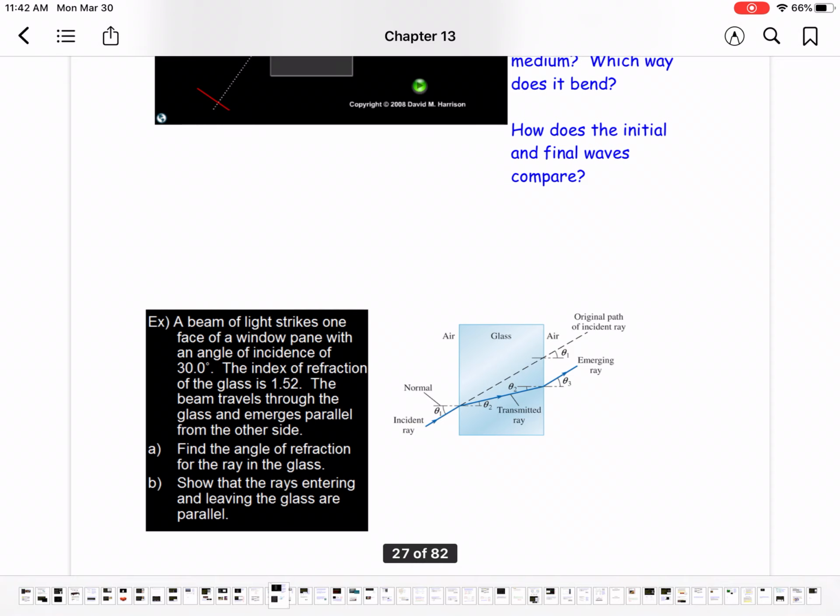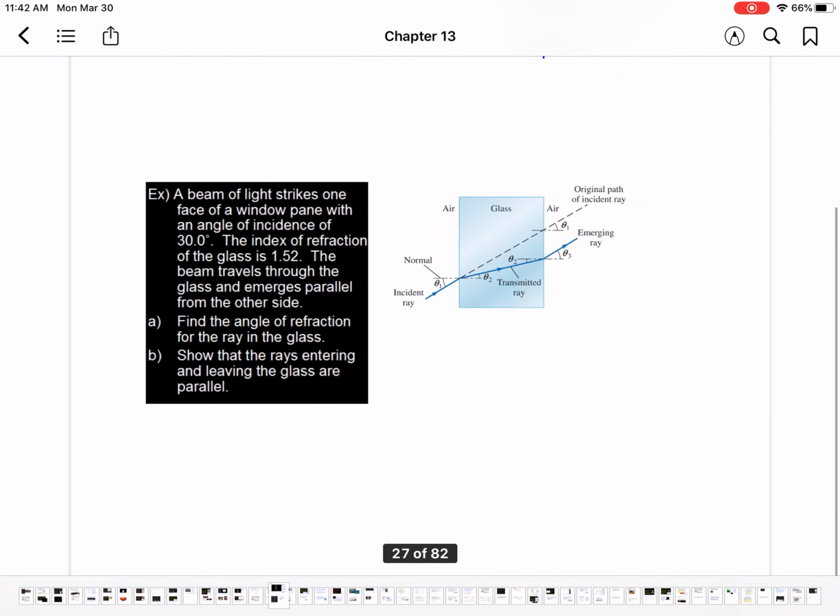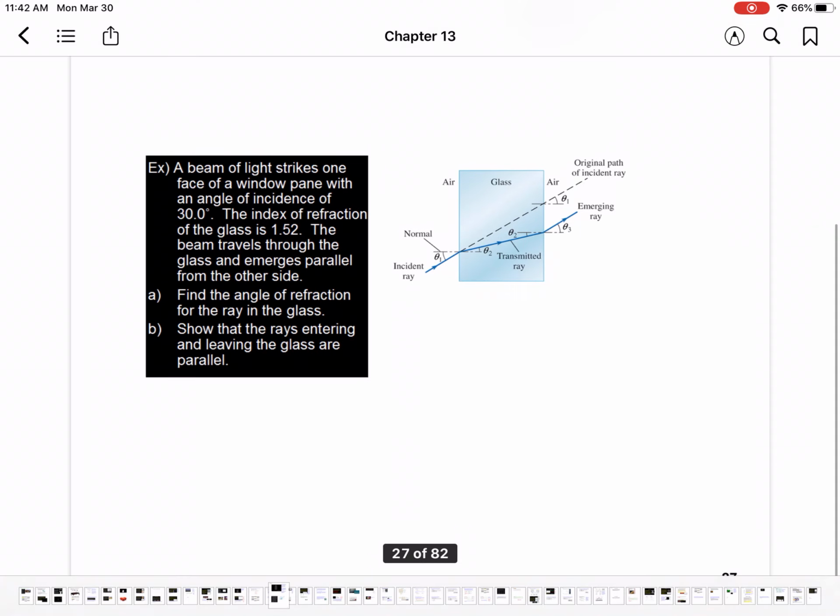Basically what's going to happen is a beam of light strikes one face of the window pane with an angle of incidence of 30 degrees. The index of refraction of the glass is 1.52, and the beam travels through the glass and emerges parallel from the other side. Okay, so find the angle of refraction for the ray in the glass.